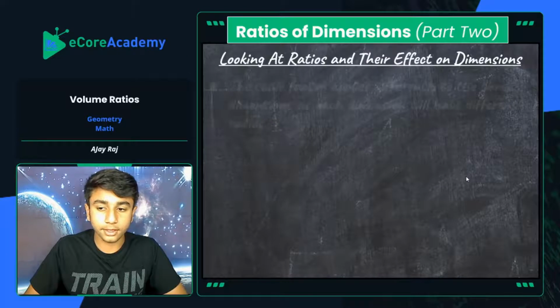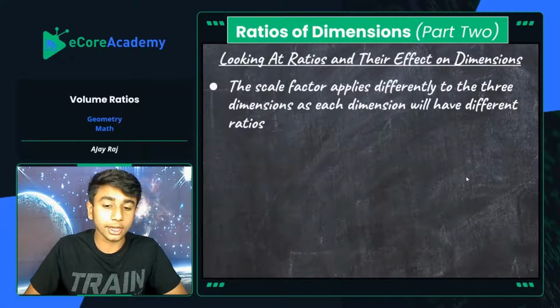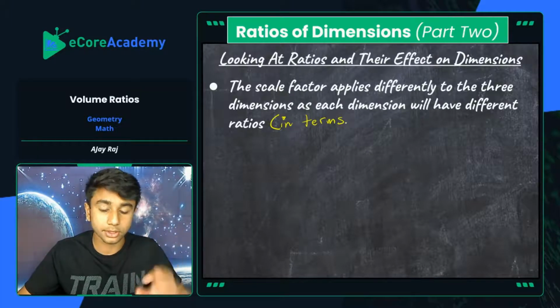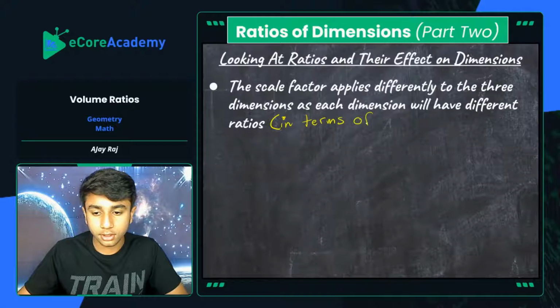Let's look at ratios and their effect on dimensions again, but now I'm going to try and identify these different dimensions and the different properties, such as perimeter, area, and volume. So the scale factor applies differently to the three dimensions, as each dimension will have different ratios. And these ratios are going to be in terms of the scale factor. So we're going to be using our scale factor, altering it to develop a new ratio that applies to each and every dimension, all three dimensions.